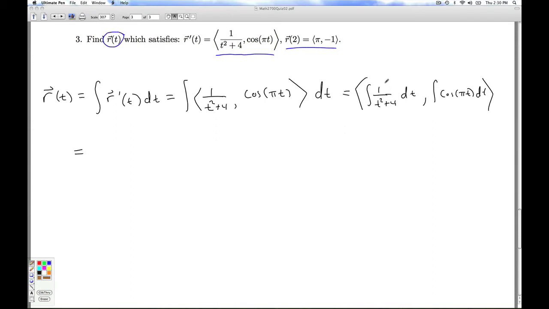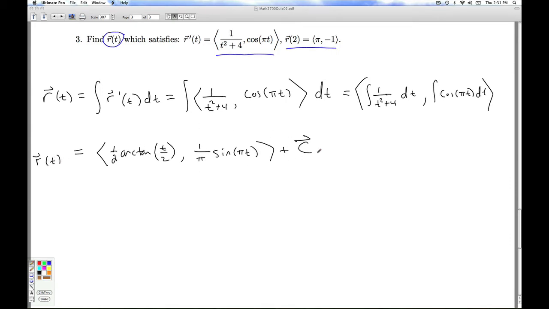What's the antiderivative of 1 over t squared plus 4? It's 1/2 arctangent t over 2 plus a constant, which we'll take into account in a minute. What's the antiderivative of cosine of pi t? 1 over pi sine of pi t. And the constant we get from the x component plus the constant we get from the y component will lump together into one big old vector constant. So r of t is one of these.